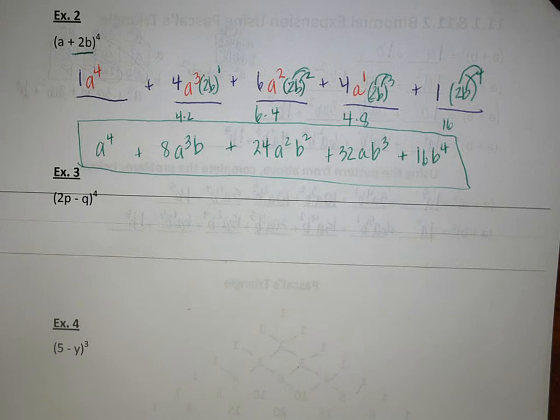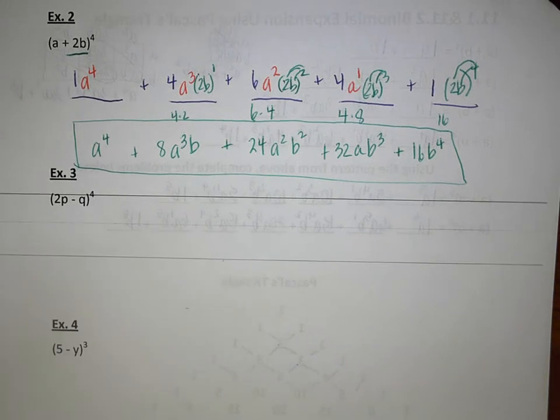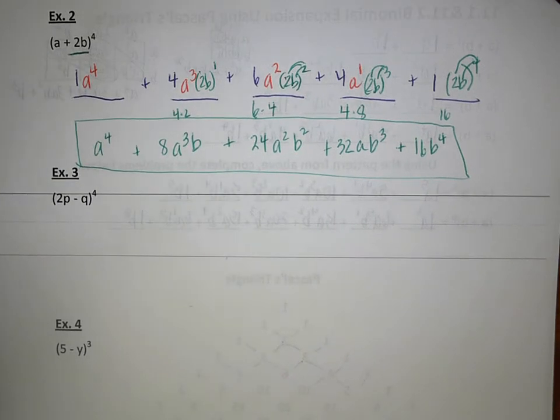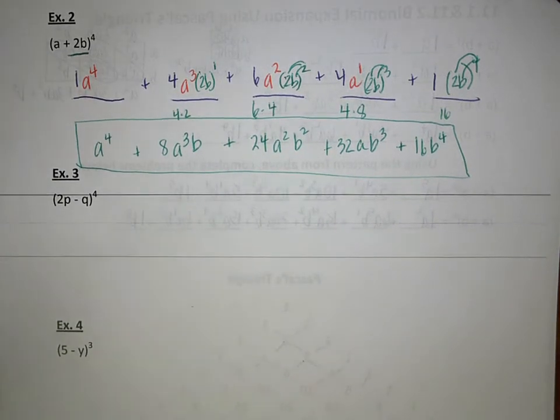Do you guys notice something a little bit different about example 3? It has a subtraction sign. And there's a number in front of the first letter, and we've kind of dealt with the number in front, so we know how to deal with that, but we haven't dealt with negatives. What happens when you raise negatives to exponents?